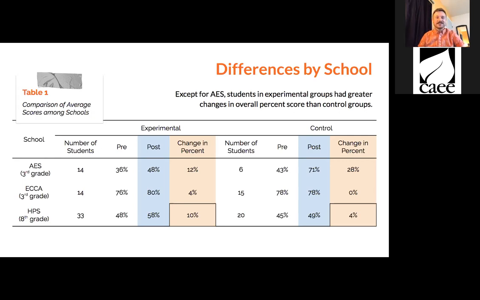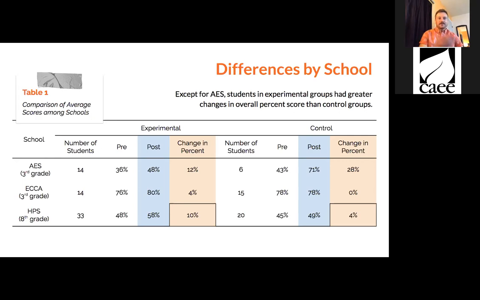But the 8th graders had a little bit higher number of students overall, and you can see that for the other schools, there's a little bit higher of a change in percent between the experimental and control groups, especially for the 8th graders. But if we look at just the post scores, again, overall, those are not passing grades. The third graders from ECCA, those are passing grades, but also they didn't have too far to increase. I mean, in one case they didn't.